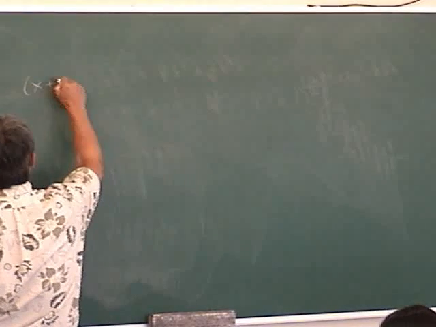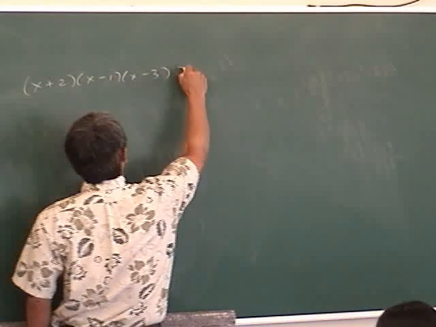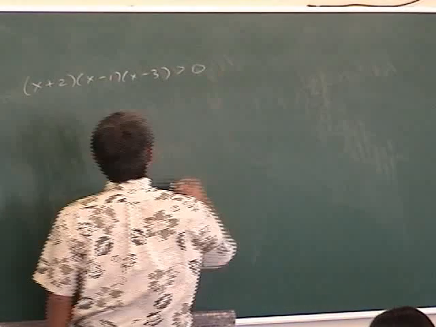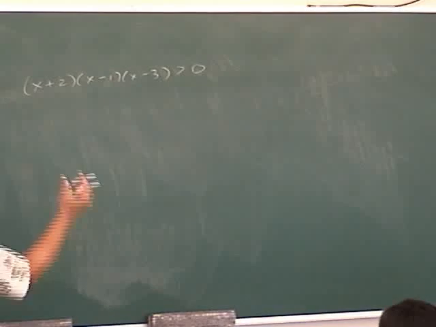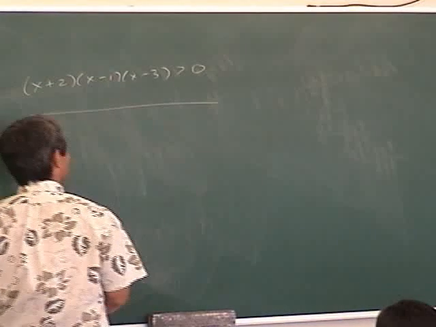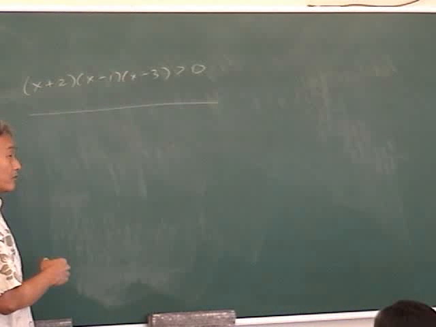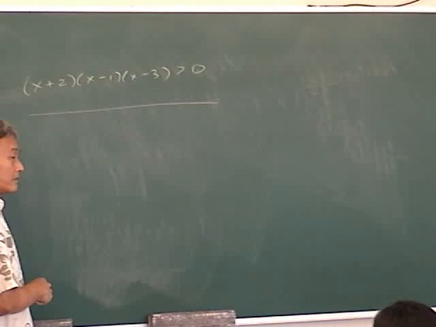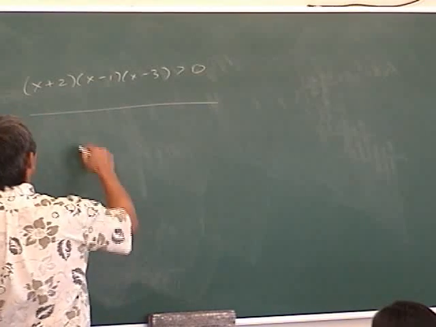What if you have this? x plus 2 times x minus 1 times x minus 3 is greater than 0. How do you solve an inequality like this? See how one side is 0 already and the other side is factored? Once you do that, you just make a number line. What did you guys do last year? Did you make a number line or did you do the table of signs? That's what we used to do. Just make a number line, it's a lot simpler.